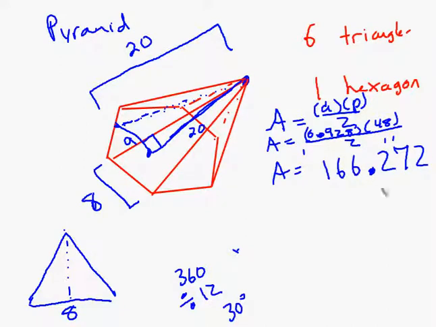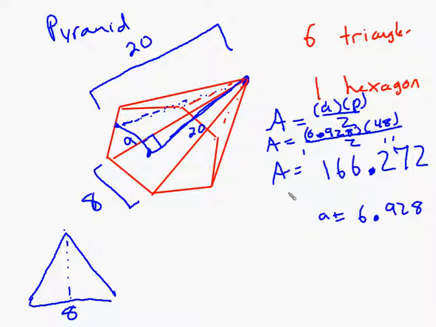166.272. Okay, good. So that's the area of our polygon. Okay, so we already found our apothem. Let's remember, what was our apothem? 6.928. So that's our apothem. We're going to need that in order to use Pythagorean's theorem to find our slant height for our triangle there. All right, so let's do that.